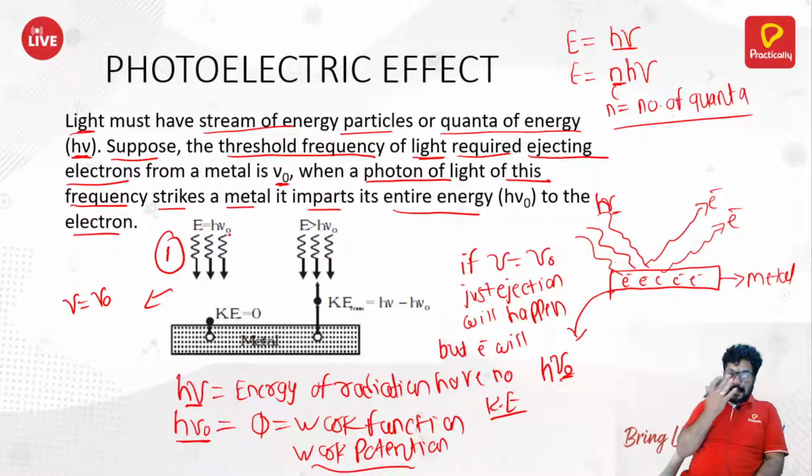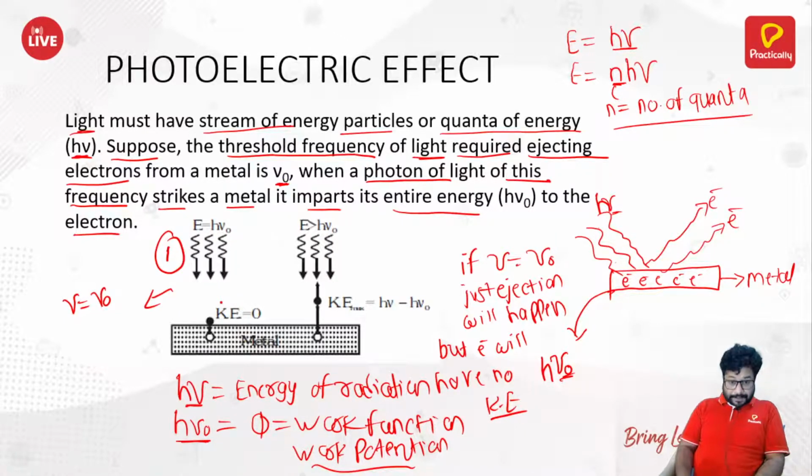Otherwise, h is already constant. H is the same in both cases. So when that is the case, h nu is equal to h nu zero. When that happens, your kinetic energy will be zero. So your electrons will just get ejected from the surface, but they will not go anywhere, because they are not having any energy at all.